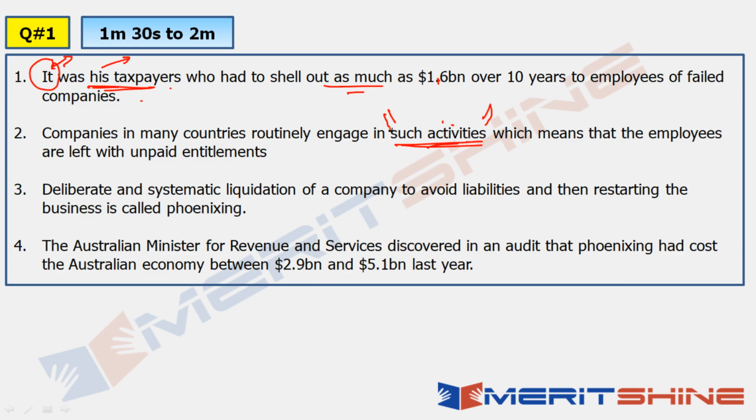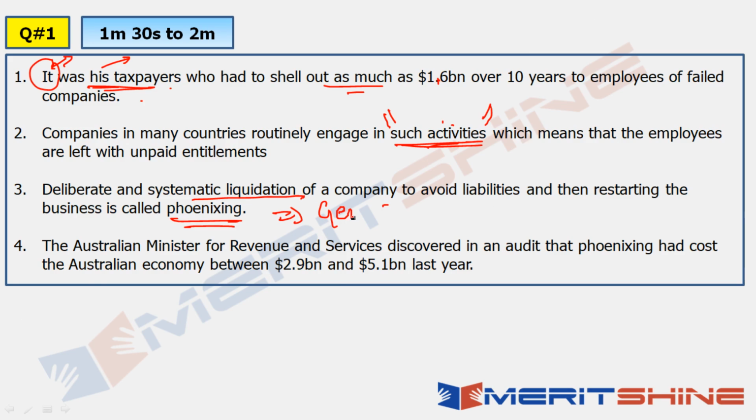So, we will have to move on to statement 3. Deliberate and systematic liquidation of a company to avoid liabilities and then restarting the business is called phoenixing. Now, this is a definition. This is a definition that is coming.